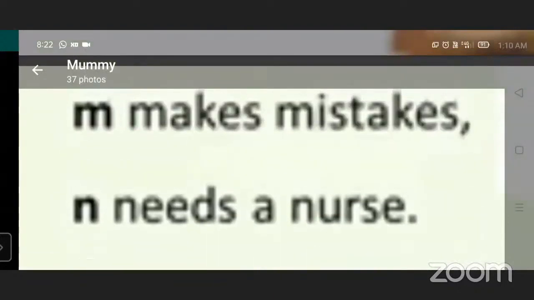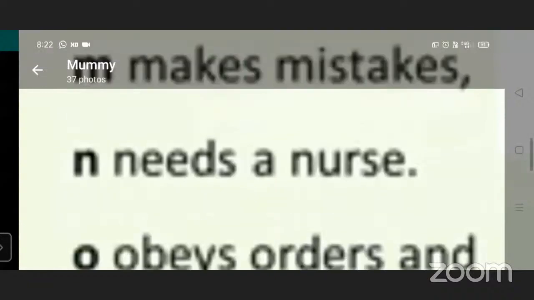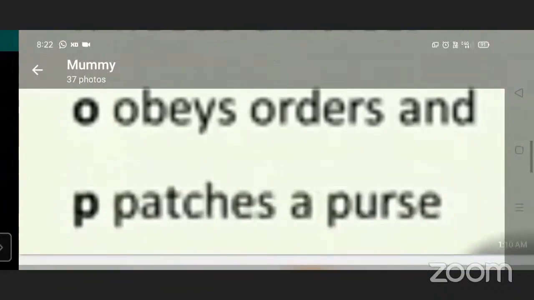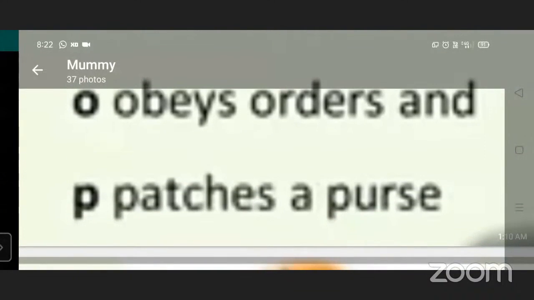So we sing one time. M makes mistakes and needs a nurse. O obeys orders, and P patches a purse. P patches a purse. Okay, now which letter is coming after P?